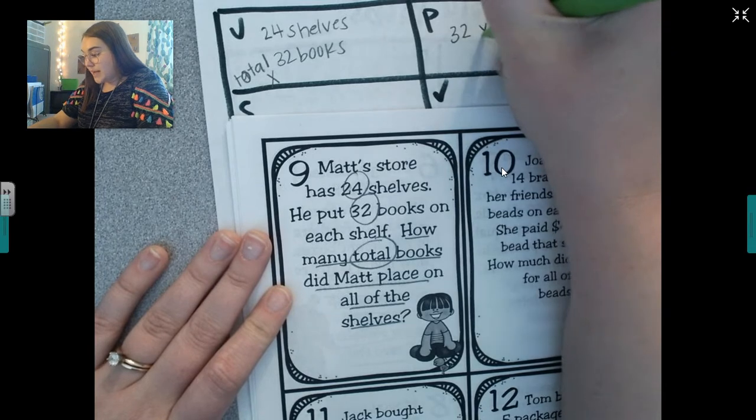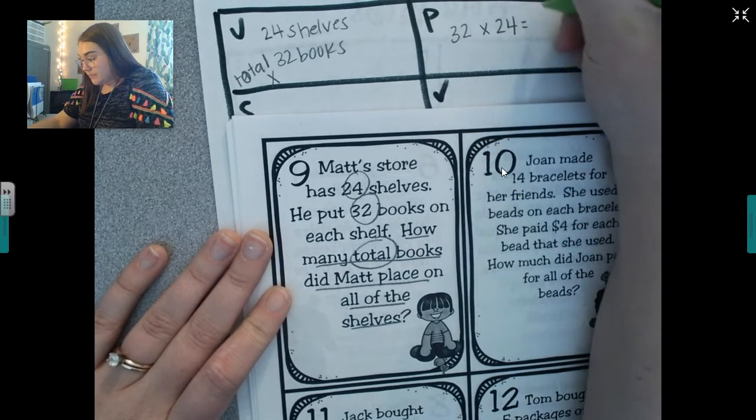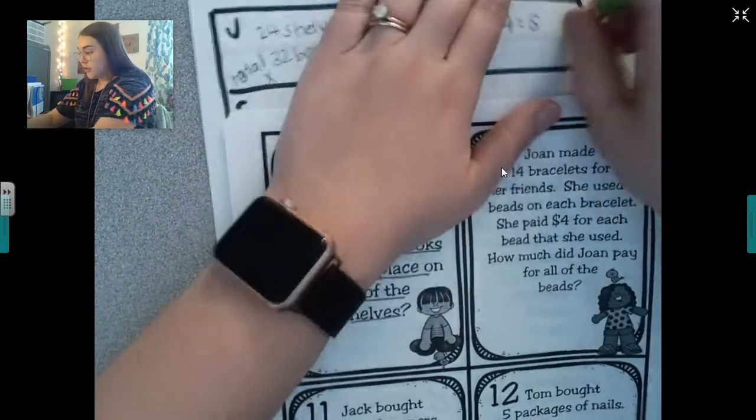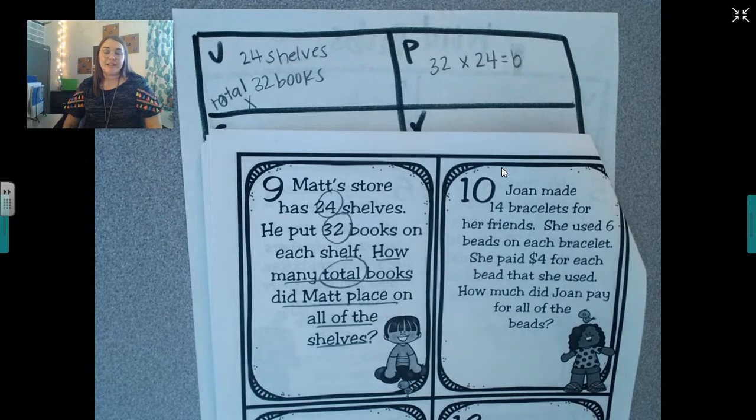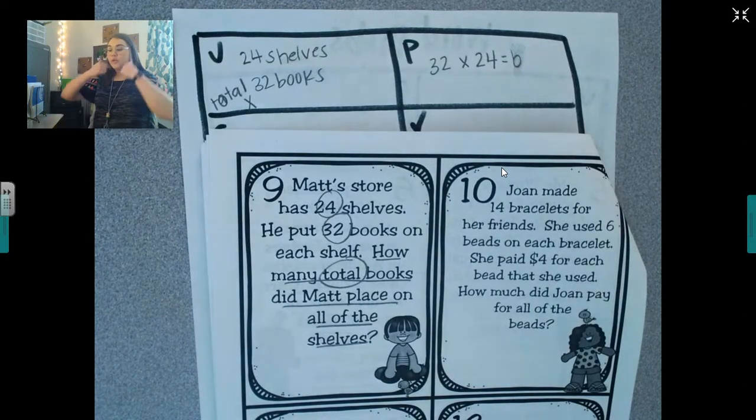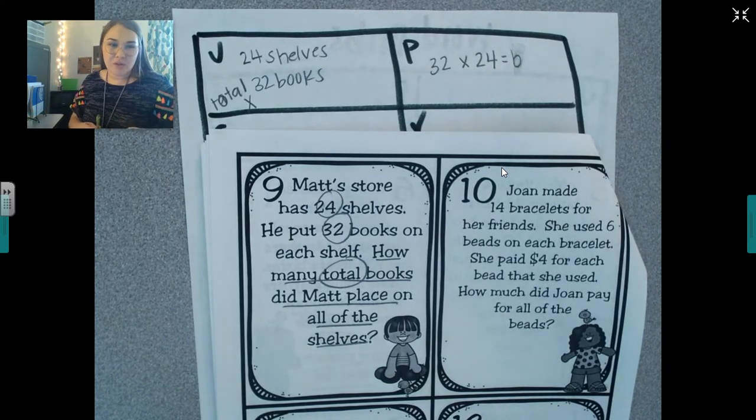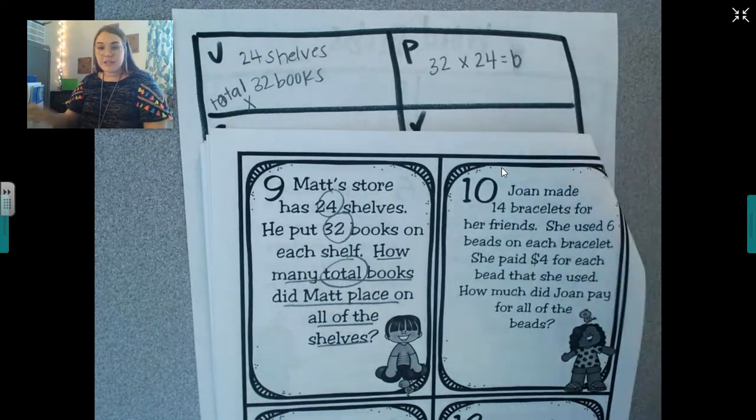So if I multiply 32 times 24, it will give me, and I'm going to put a letter, it'll give me B. Instead of writing a question mark, we are going to write a variable. We'll talk about variables next week, but all it means is it's a placeholder. It's like a blank. It's a question mark. It's no big deal. We just don't know what the answer is, so we're going to put a B.